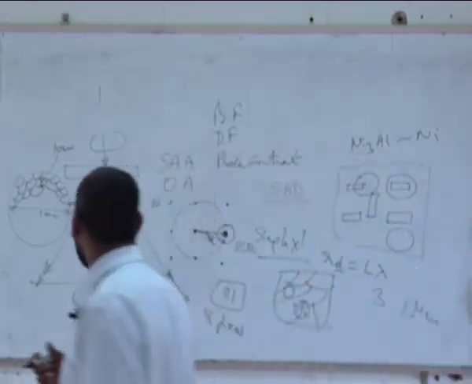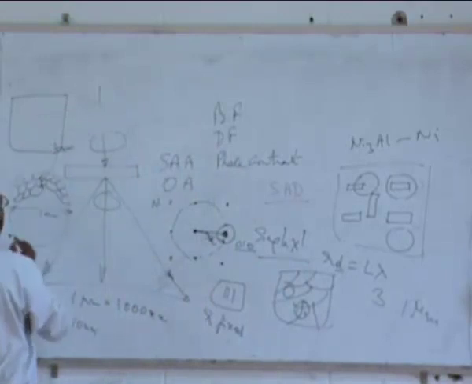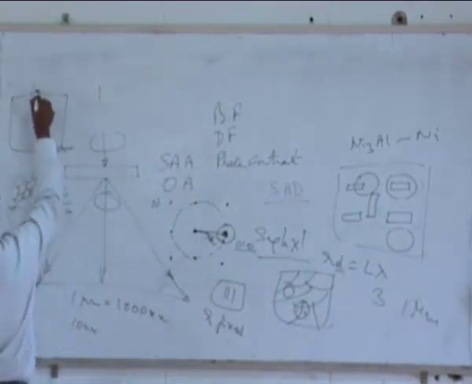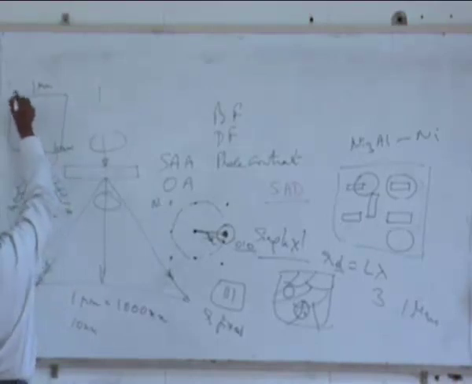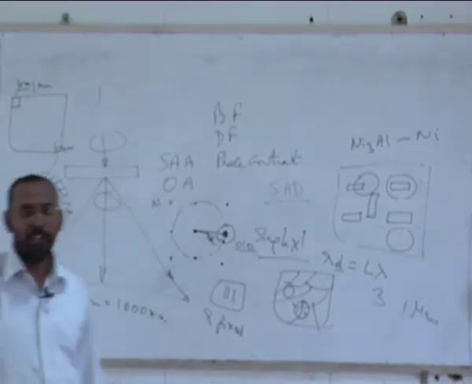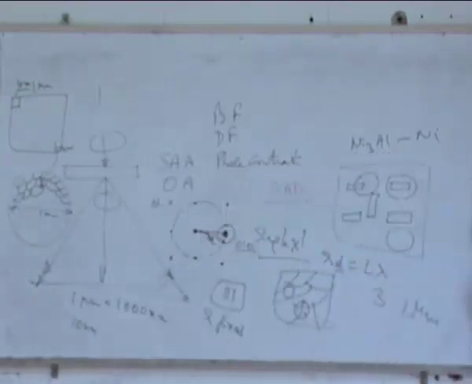Or maybe it may be easier for you. If I assume this to be square with about 1 micron, and if I assume that these grains are square with about 10 nanometer, now tell me, how many grains can I expect?